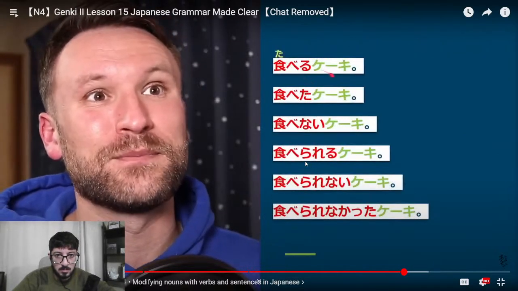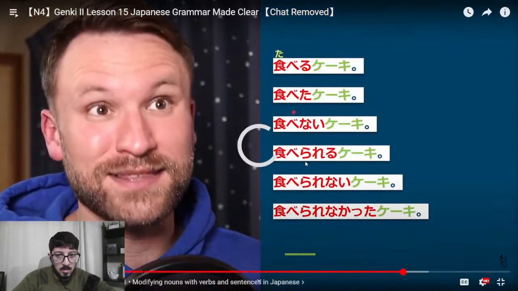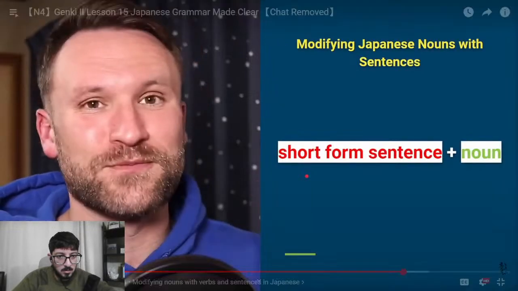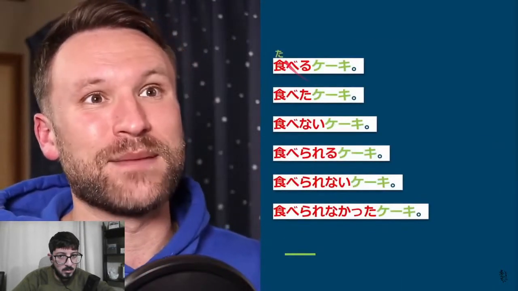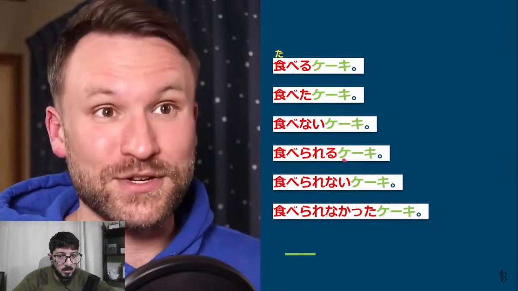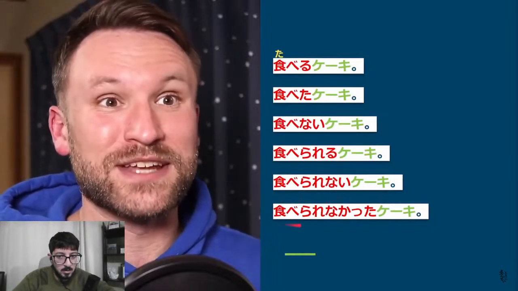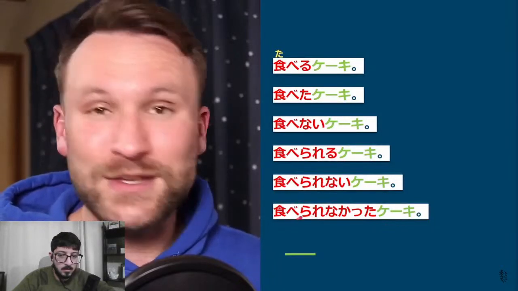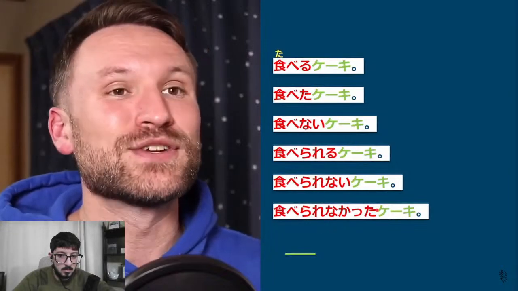So for example, present tense: 食べる. In any short form verb, it can be any tense. So for example, 食べる present tense, 食べた past tense, 食べない negative, 食べられる potential, 食べられない potential negative, 食べられなかった potential past negative. You can use anything as long as it ends in the short form.